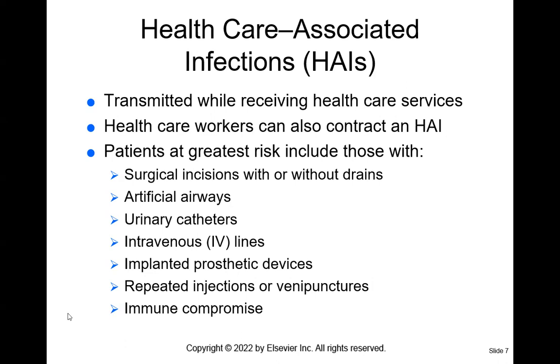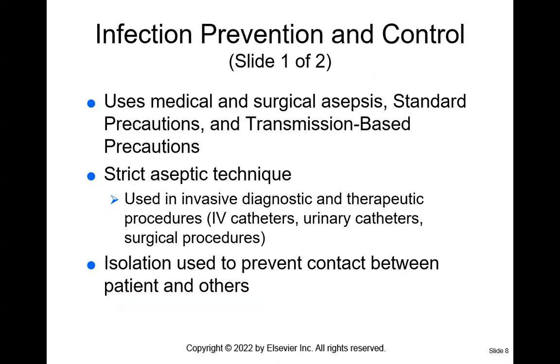Patients that have implanted prosthetic devices are at risk. So that could be your patient that has an artificial knee, artificial hip, a patient that has a pacemaker. Right, these are all devices that are surgically implanted into the patient. Patients that have to keep getting injections or venipunctures, many blood draws, and patients that are immune compromised. So these are just a list of those patients that are at greatest risk for a healthcare associated infection.